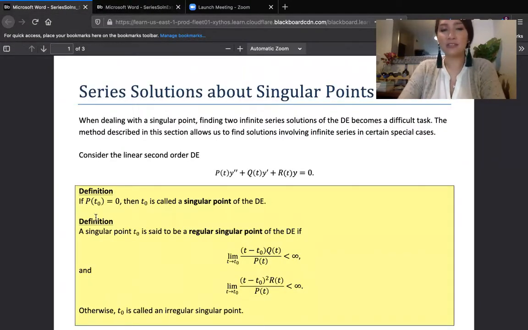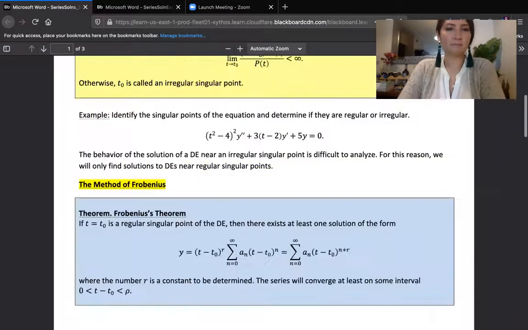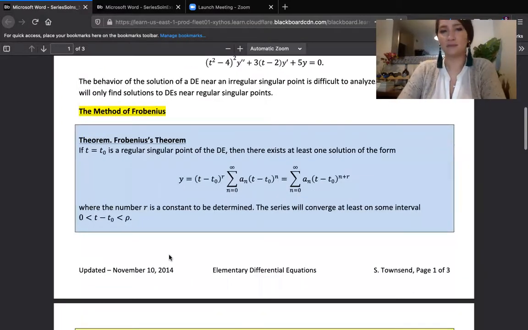I'm going to skip over this. I think you can read it. It tells you what a singular point is, what makes a singular point a regular singular point. And then it talks about the method of Frobenius. So Frobenius's method says that if t equals t naught is a regular singular point of the differential equation, then there is at least one solution of this form.